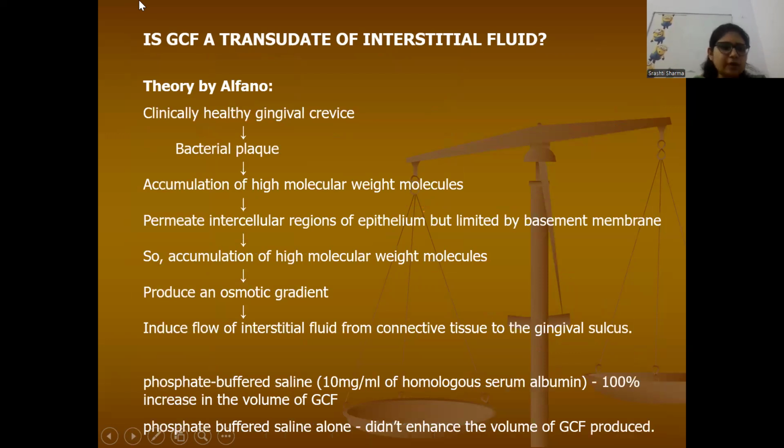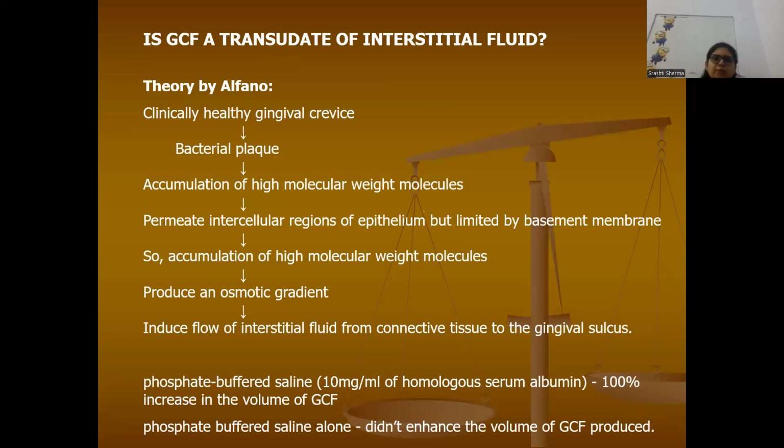So now what was the theory of Alfano? Clinically healthy gingival crevice harbors bacterial plaque. Accumulation of high molecular weight molecules permeate intercellular regions of epithelium, but limited by basement membrane. So accumulation of high molecular weight molecules produce an osmotic gradient, induce a flow of interstitial fluid from connective tissue to the gingival sulcus.